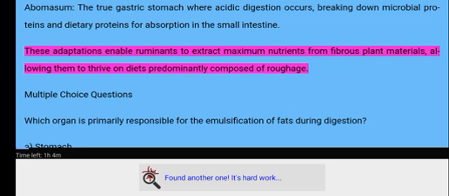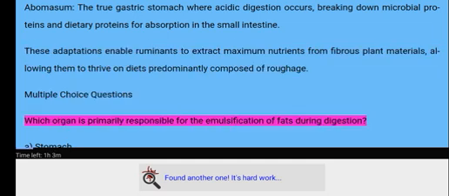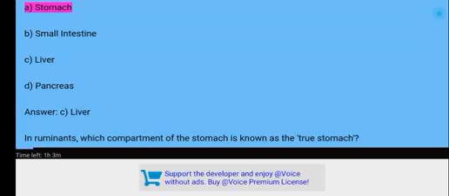predominantly composed of roughage. Multiple choice questions. Which organ is primarily responsible for the emulsification of fats during digestion? A. Stomach. B. Small intestine. C. Liver. D. Pancreas. Answer. C. Liver.